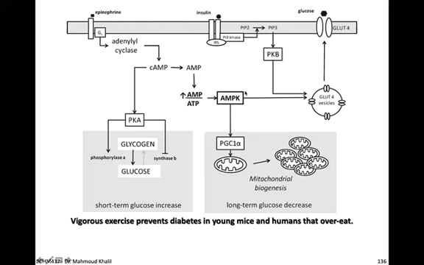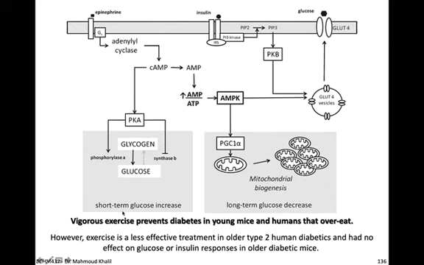As well, the AMPK will activate another important protein, which is PGC1 alpha, that promotes the mitochondria to do more mitochondrial biogenesis. And of course, you all know that the mitochondria is a major source for the formation of ATP, and this will lead to the long-term glucose decrease.